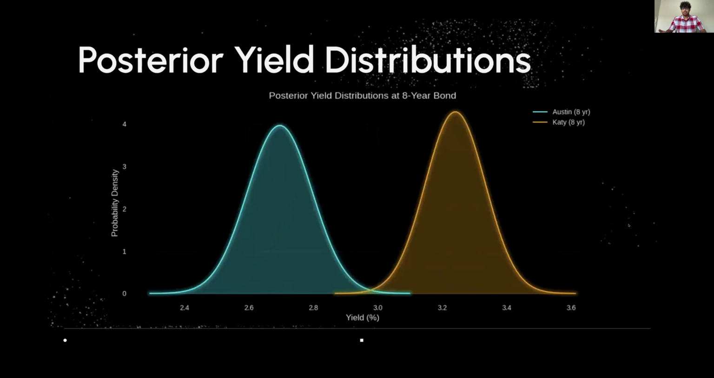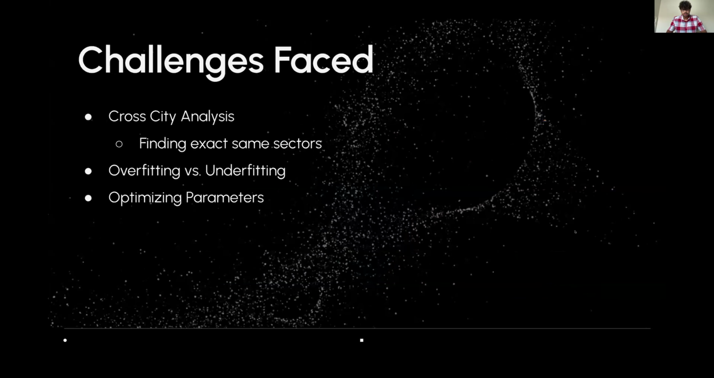It's the same thing here, except the bond length is 8 years. And again, not much difference in the standard deviation. In this case, it's almost similar. But you can see that Katy's yield rate is overall much higher. And yeah, that's why it shifted to the right.